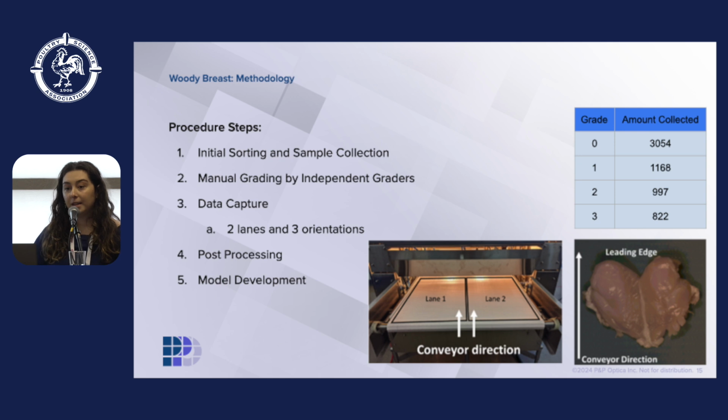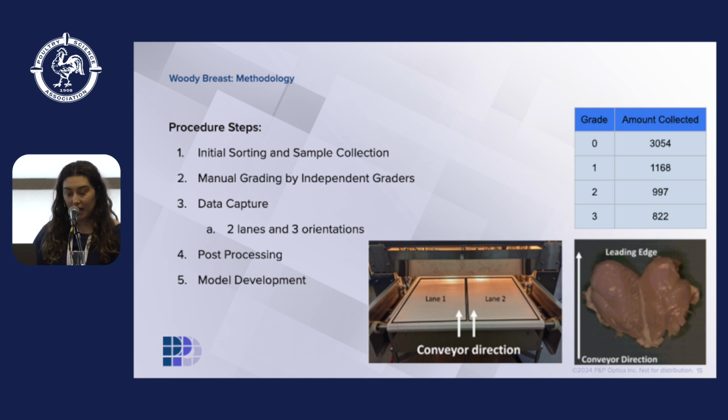We developed a modified system of what I showed you originally in the technology transfer section. This system was designed to run at 100 feet per minute with 2 production lanes to accommodate in-factory throughput. All samples were scanned 3 times in each lane in different orientations, and there were 2 independent graders from our partner facility independently assessing the woody breast. So the following are the steps that we took to actually do this methodology.